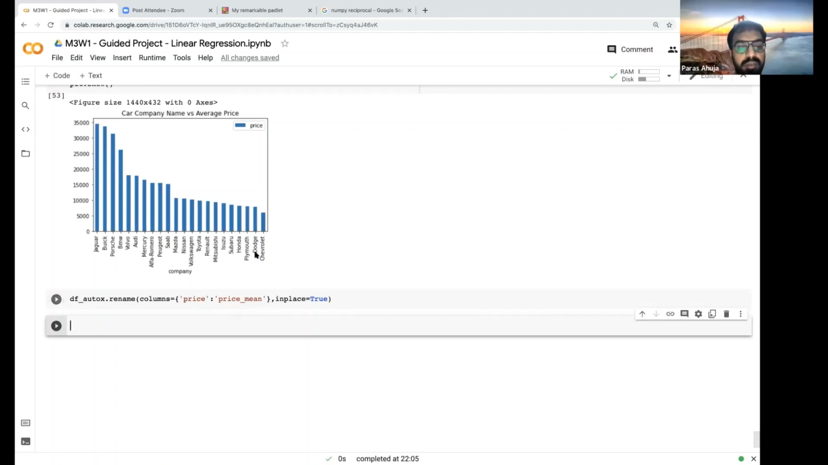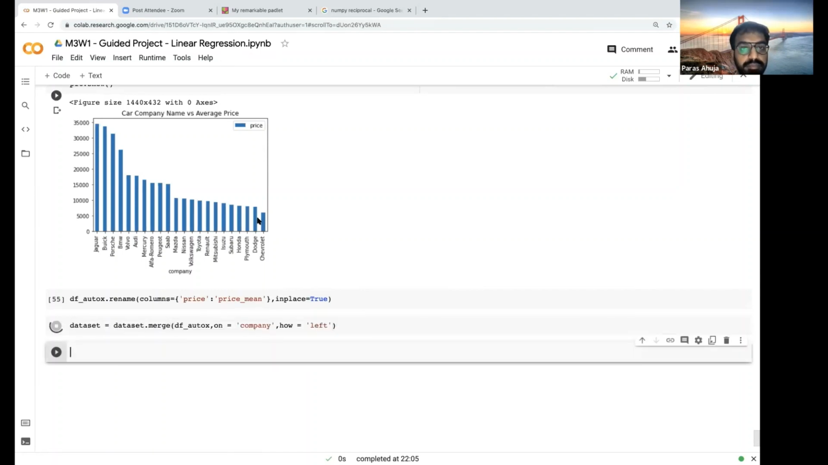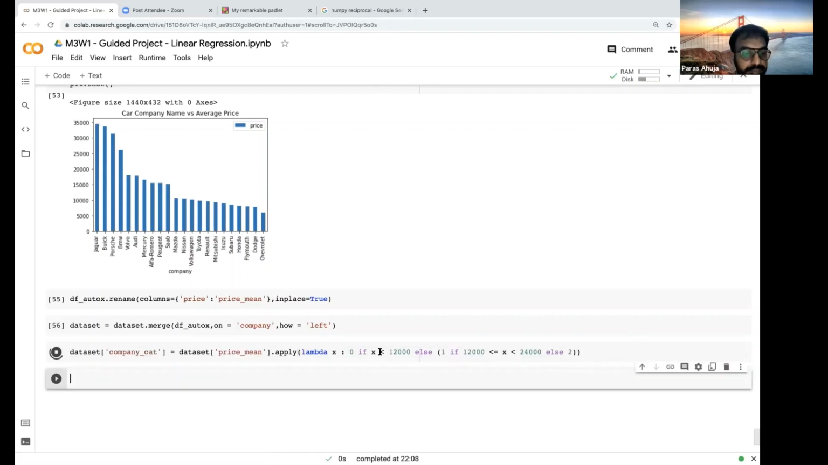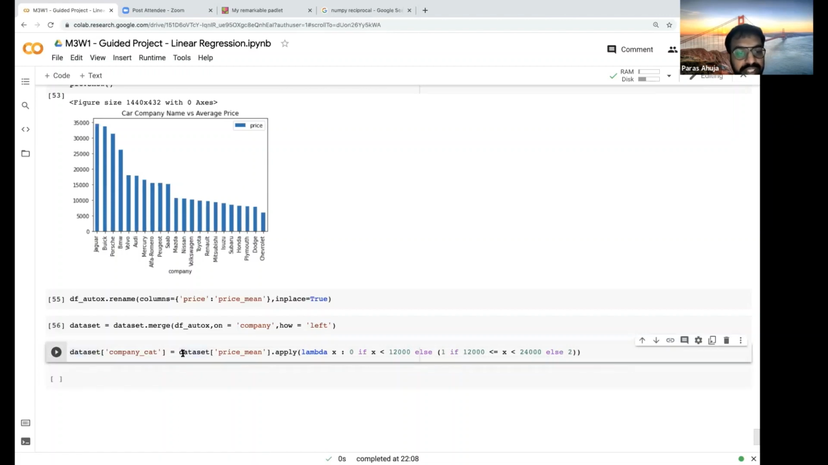Yeah. So I'm trying to get this price mean column, and then merging with our actual data. And then creating what I think someone was asking, high-end cars and low-end cars. So we are doing something for that. So we are putting a company category, right? So company category tells us if it is less than 12,000, it's category 0, and if it is between 12,000 and 24,000, it's category 1, else 2.